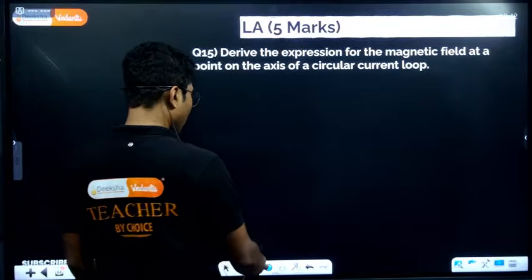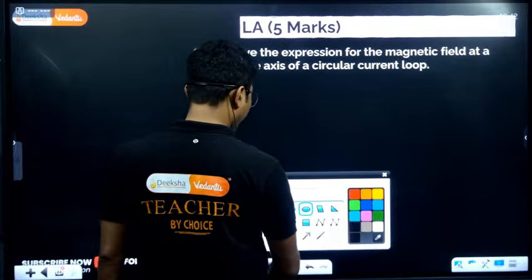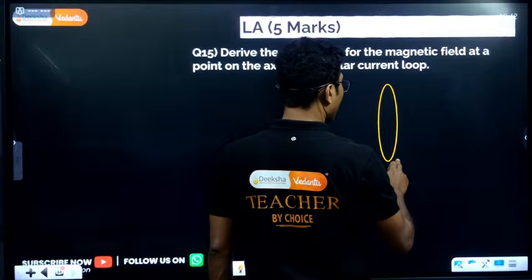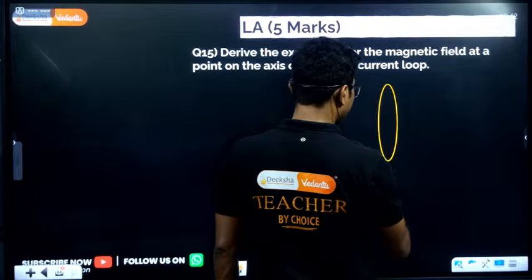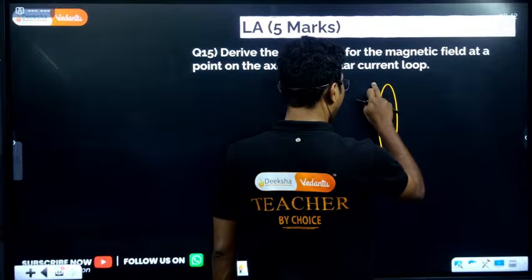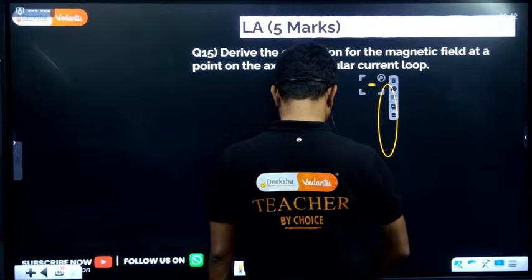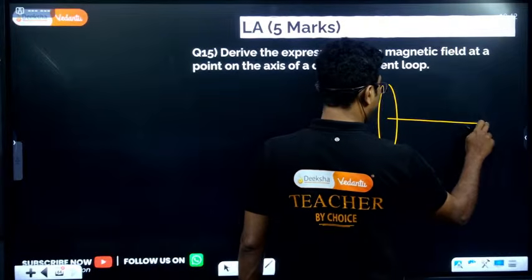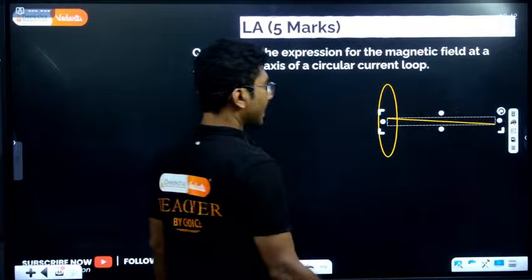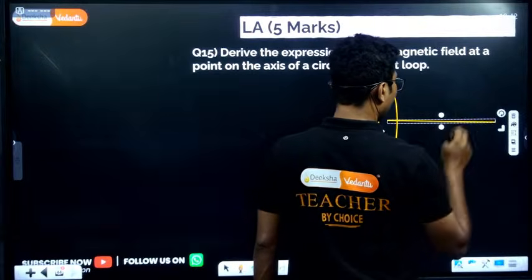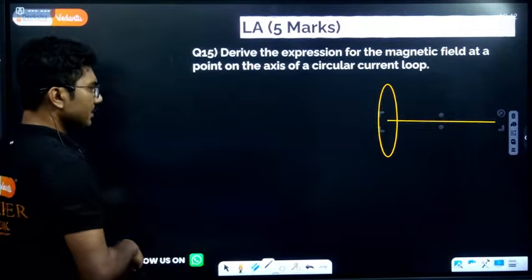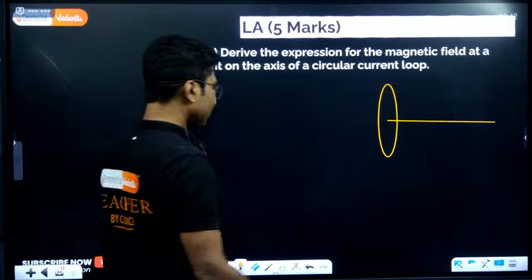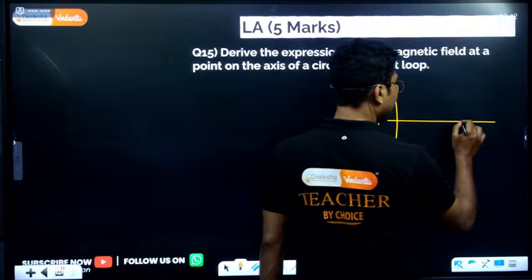Derive the expression for magnetic field at a point on the axis of a current loop. So here we have a current loop, and we are trying to find the magnetic field on the axis of this loop. How to do that? Suppose we are trying to find the magnetic field at this point P.